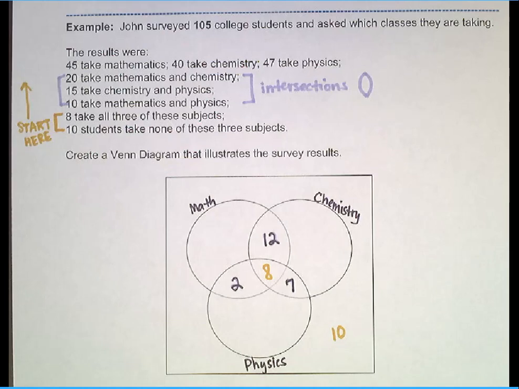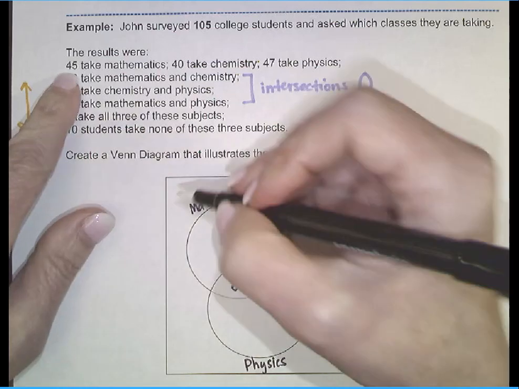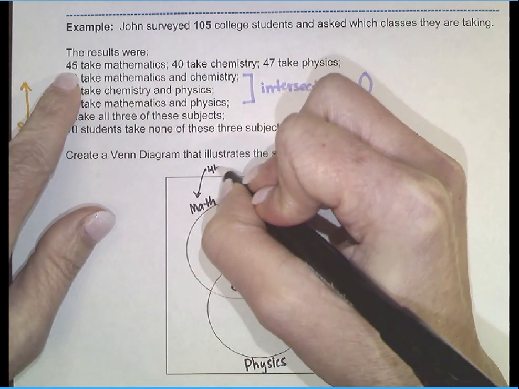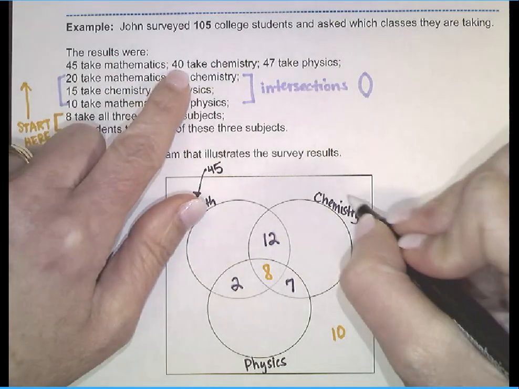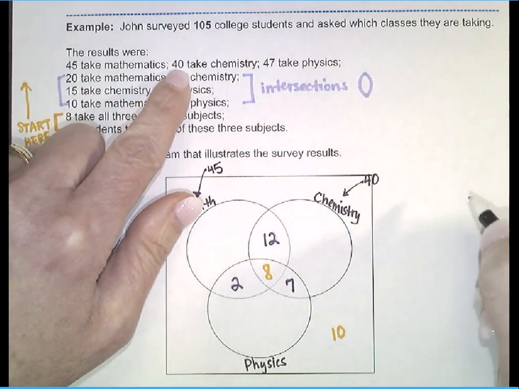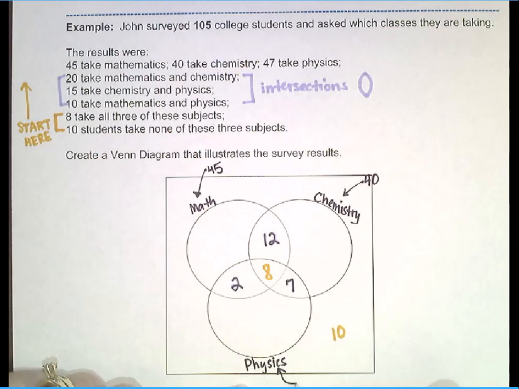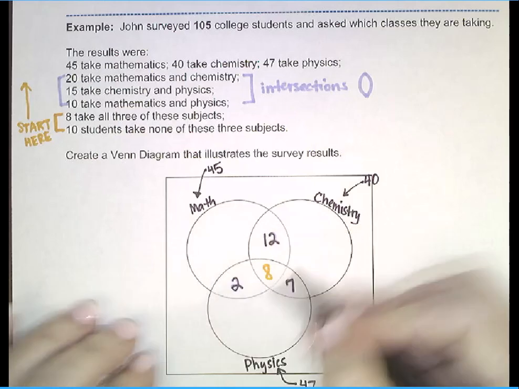From there, once you get the intersections done, you're golden. You can get the rest of it. So it says 45 take math. That means the math circle needs to contain 45 people. The chemistry circle needs to contain 40. And the physics circle needs to contain 47. So now we have each little circle we can do.